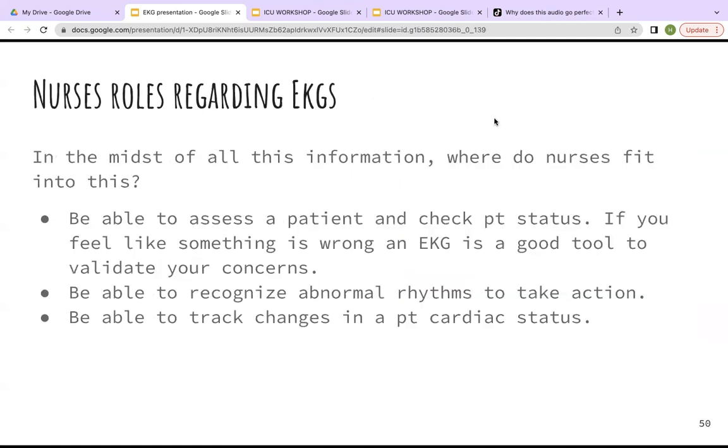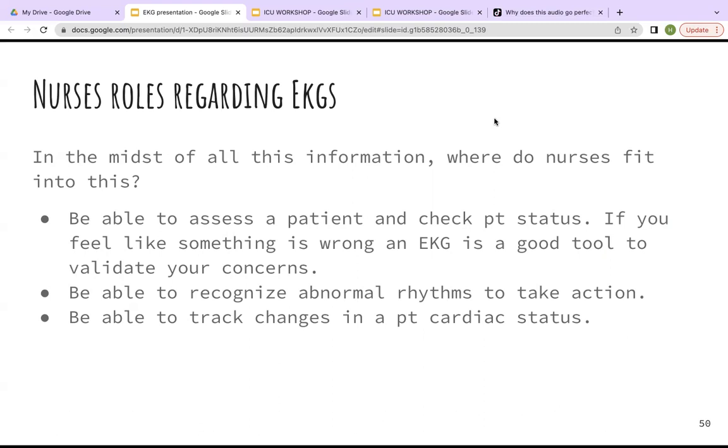Okay. So in the midst of all this information, where do we fit into this? What am I wanting you to grasp from this lecture? I want you to feel comfortable with being able to assess a patient and check their status. If you feel like something is wrong and you have that gut feeling, an EKG is a good tool to validate your concerns. Be able to recognize abnormal rhythms to take action.